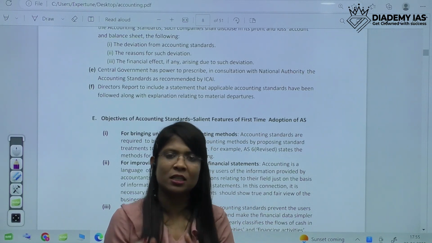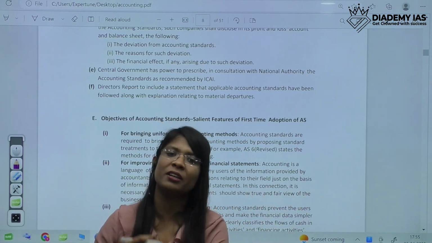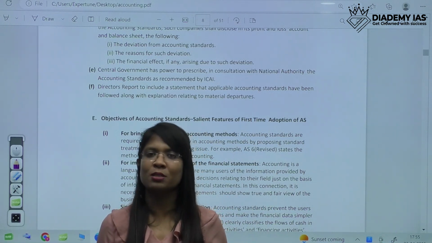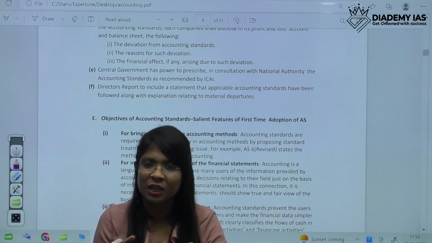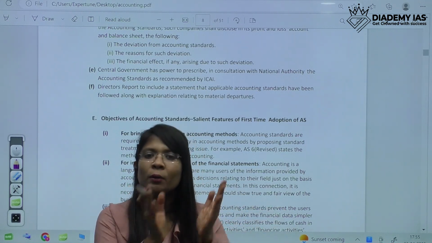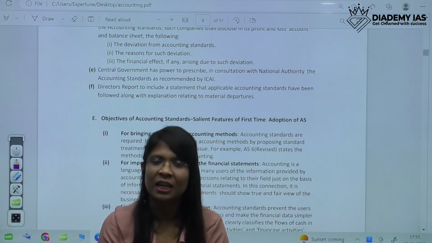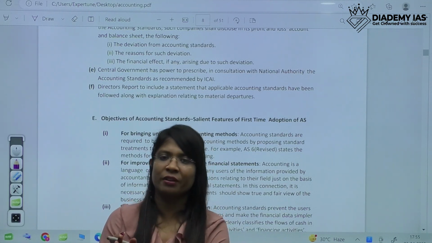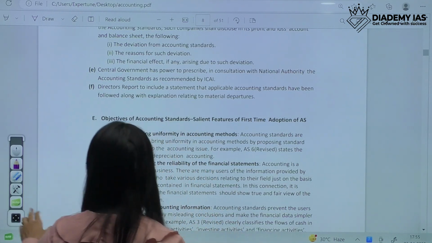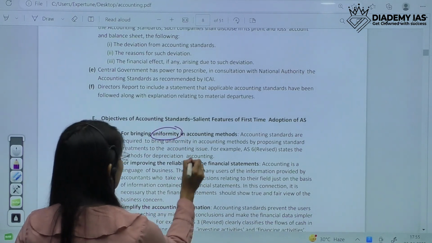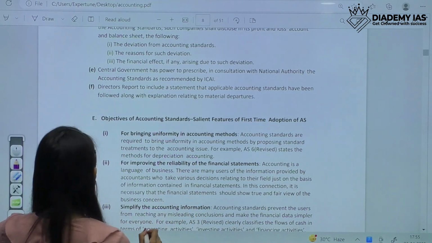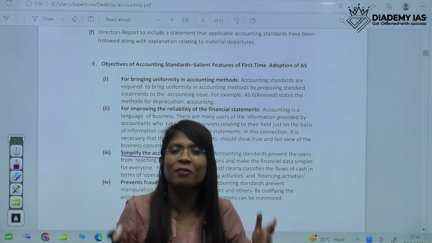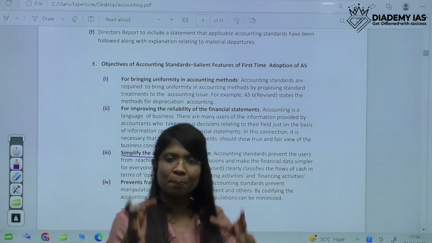If ABC Steel is using different methods and DEF Steel is using altogether different methods, then how can we compare both of these? It's impossible to compare their revenues. It's impossible to compare their profits. So both of them have to follow the same standards so that there is uniformity and reliability. These are the basic objectives of accounting standards: to bring uniformity, reliability, and simplification. If everyone is following the same process, then the accounts will be simplified, and then it would be very easy to compare.